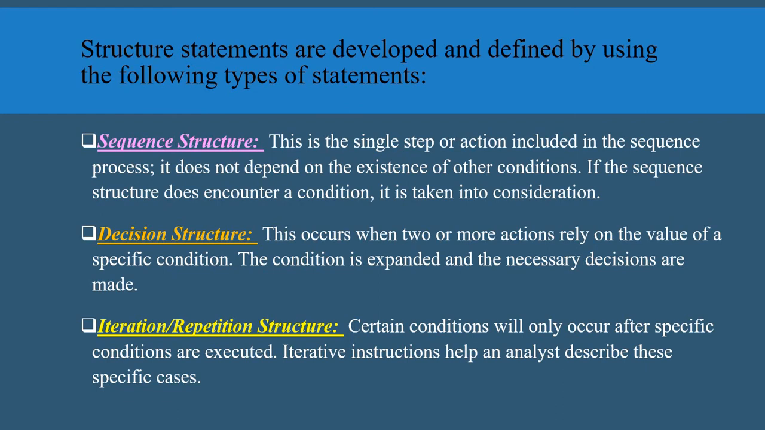Then, the decision structure. This occurs when two or more actions rely on the value of a specific condition. The condition is expanded and the necessary decisions are made. Next one, we have the iteration or repetition structure. Certain conditions will only occur after specific conditions are executed. Iterative instructions help an analyst describe these specific cases.